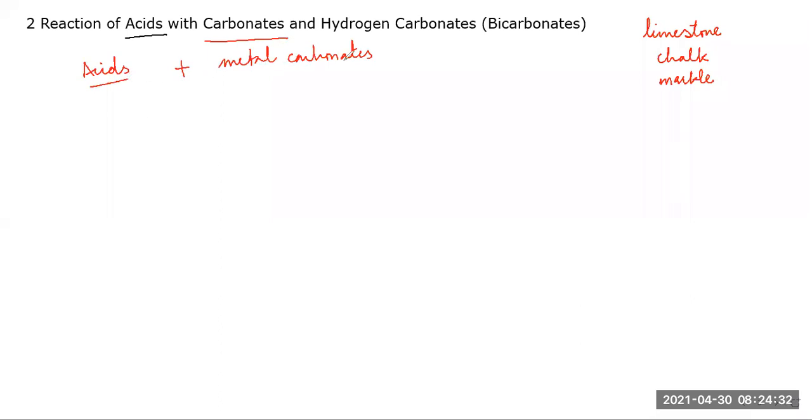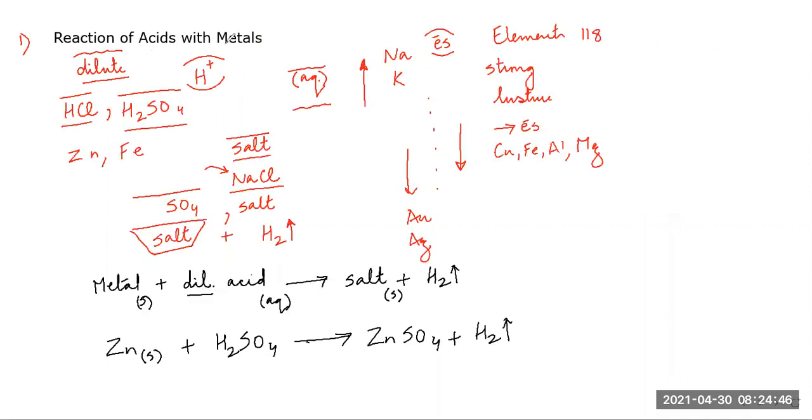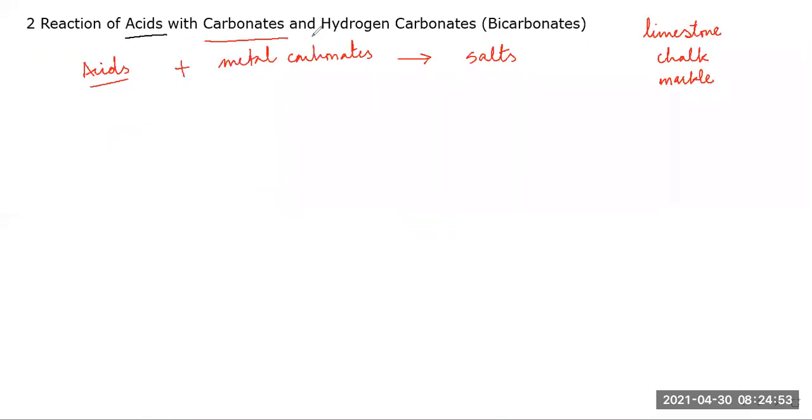Acids react with metal carbonates and they produce their corresponding salts. So see, this is the same. Here also, when acids react with metals, they produce salts. Here also, when acids react with carbonates or hydrogen carbonates, also known as bicarbonates, they produce salts. Is it the same? No, there's some difference. With this salt, carbon dioxide gas is produced.